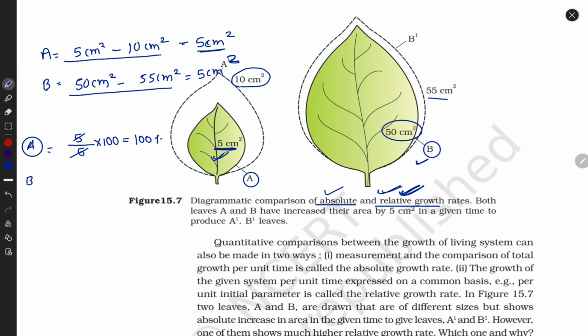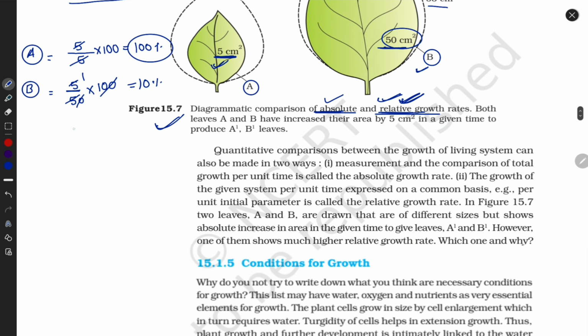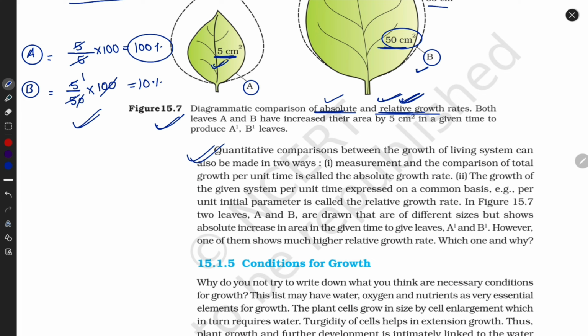And let's calculate leaf B relative growth. Now what is the absolute value of leaf B? 5. And what is the initial value of leaf B? 50. But it shows only 10% relative growth. So which leaf shows the highest relative growth? Leaf A. So this is how we can calculate absolute and relative growth. Whatever I explained here, all are written here.